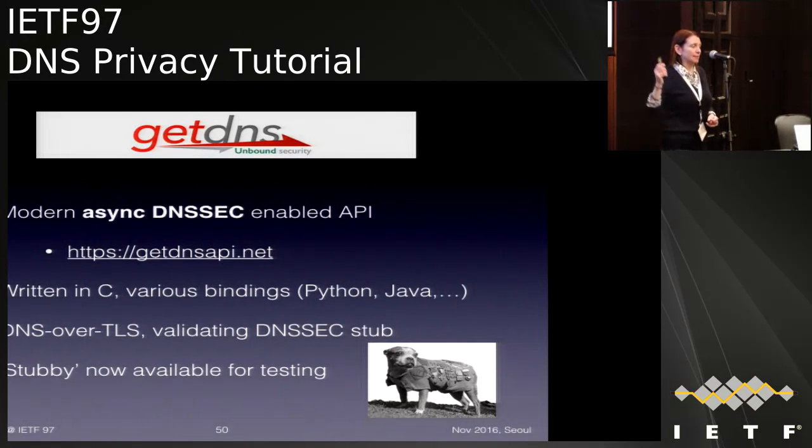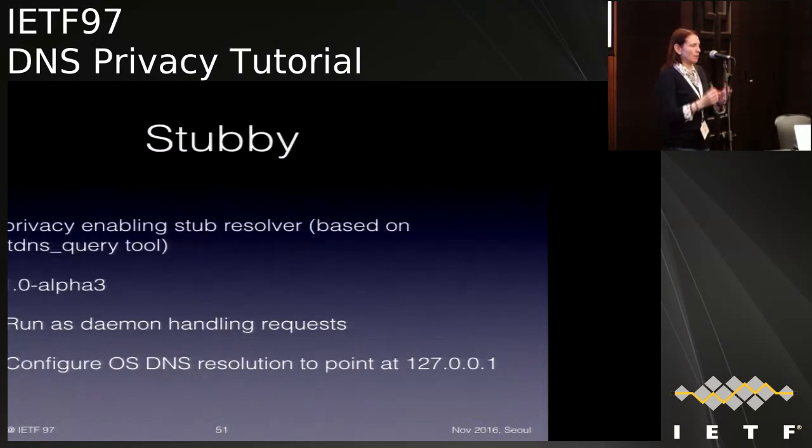What has recently been developed in the last release is a new mode of using GetDNS, which is called Stubby. This is the mascot for it, Sergeant Stubby. I'll let you Google him if you're interested. But basically what Stubby does is it runs as a daemon on your machine. You point your OS DNS resolution to localhost. Stubby listens on localhost, picks up your queries, and sends them out of the internet over TLS, protecting your privacy.